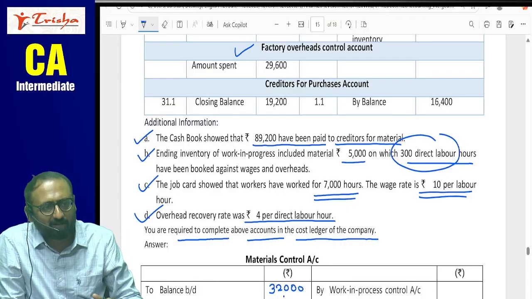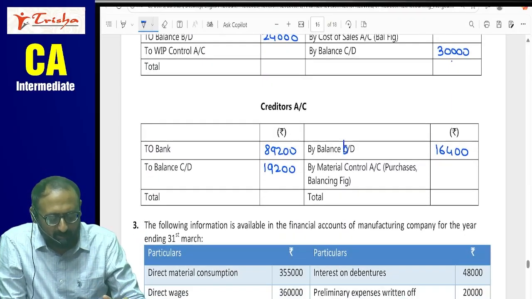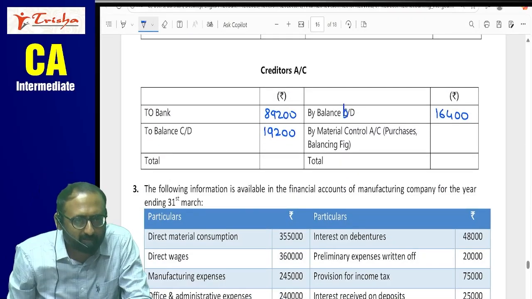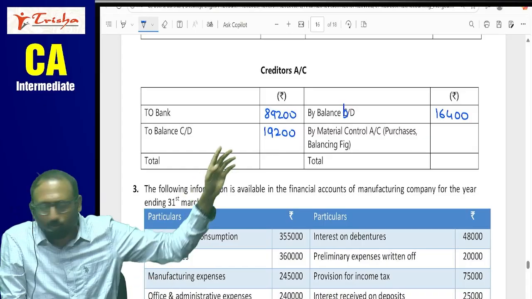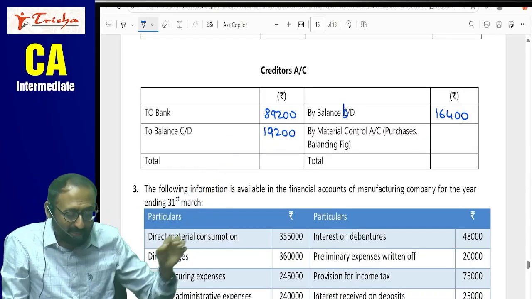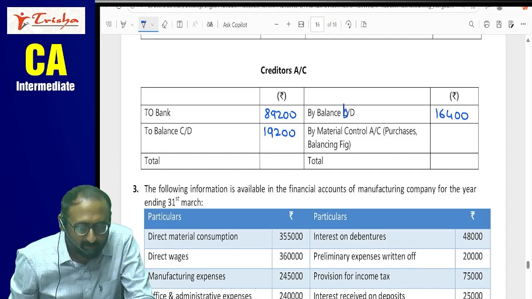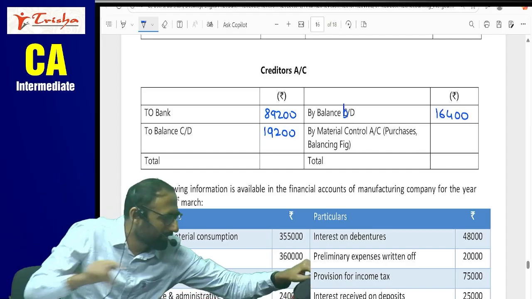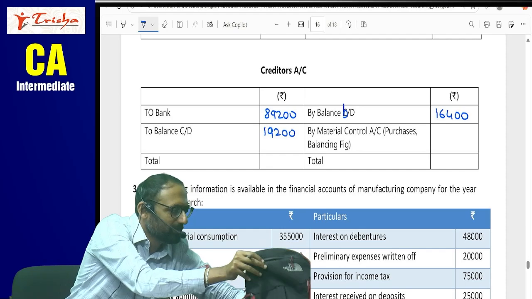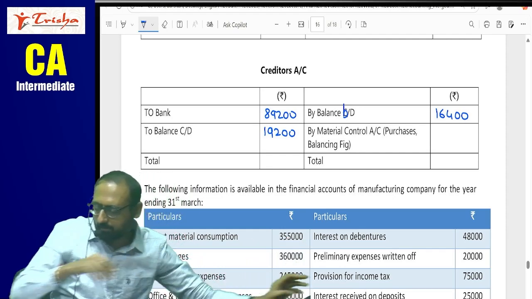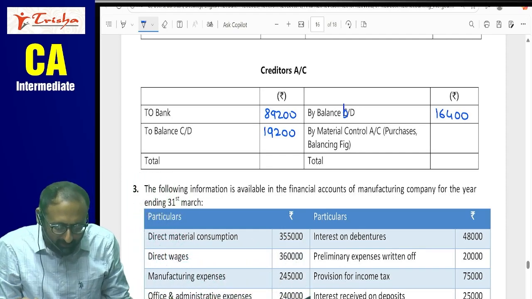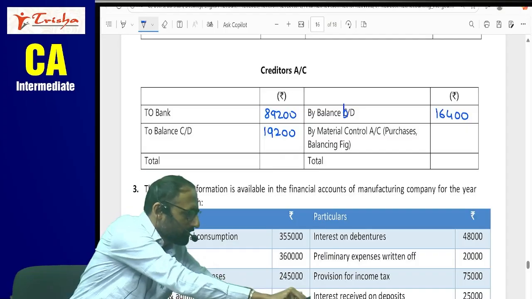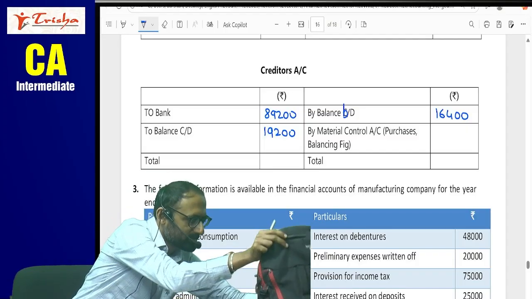I'll go to the first creditor account. Everyone please tell me, in the creditor account what we have written. In the creditor account we have written opening balance, we have written closing balance, and we have written payment to the creditors. Now what will be the balancing figure? Please tell me how much is your balancing figure. Fast answer, sir. How much will be the balancing figure? Tell me. Anyone calculated that balancing figure? Where is my calculator? Just a second, guys.